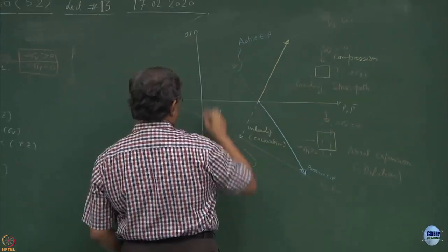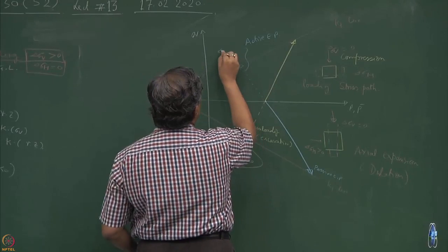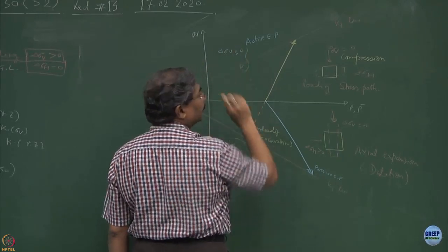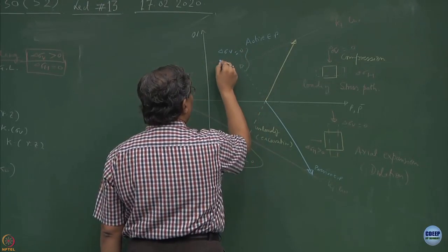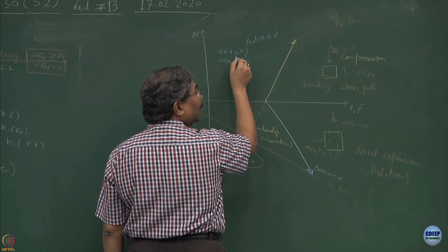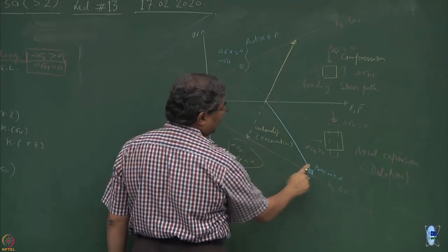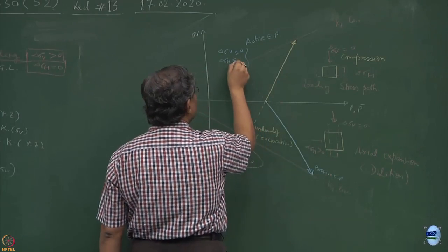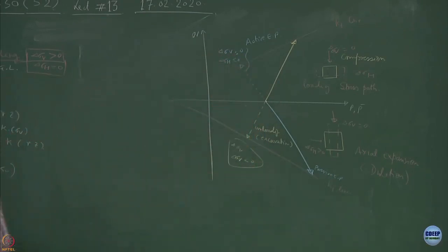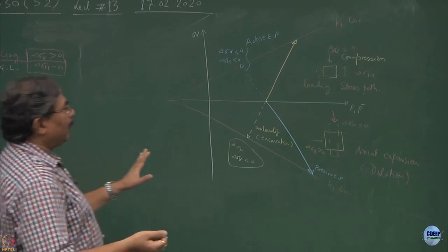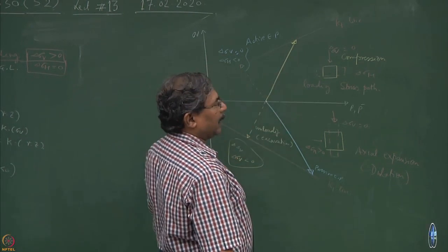In this case, delta sigma V is equal to 0. And what about delta sigma H? Here delta sigma H was greater than 0, this will be less than 0. So these are the four mechanisms which we are going to use quite frequently in the whole geomechanics henceforth.